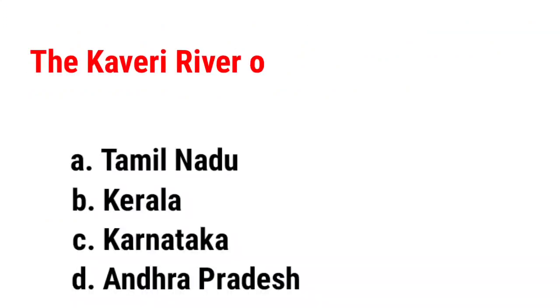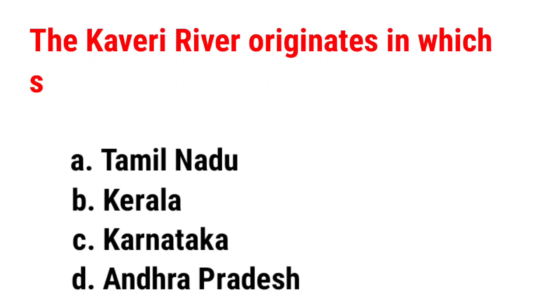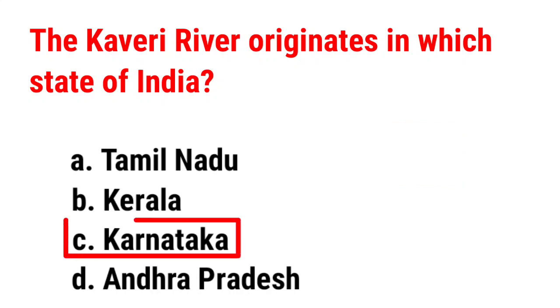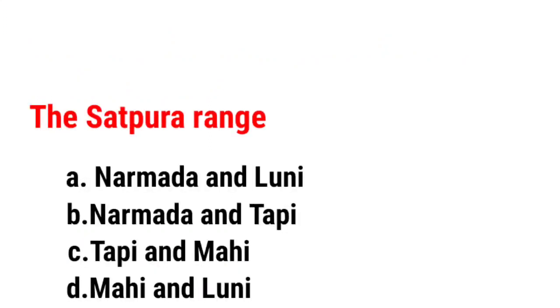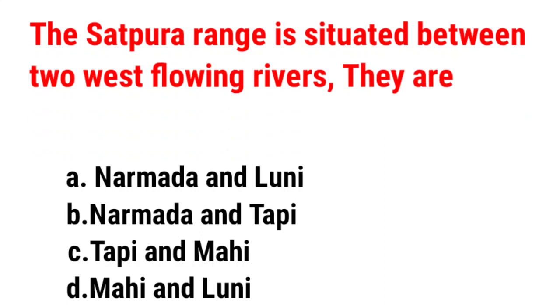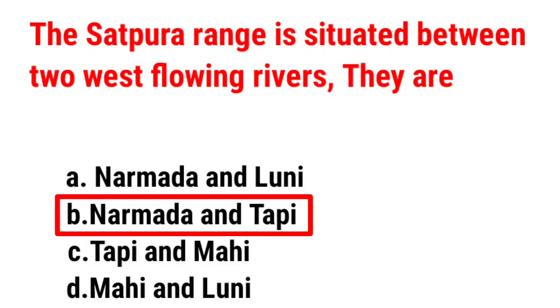The Kaveri river originates in which state of India? Correct answer is Karnataka. The Satpura range is situated between two west flowing rivers. They are? Correct answer is Narmada and Tapi.